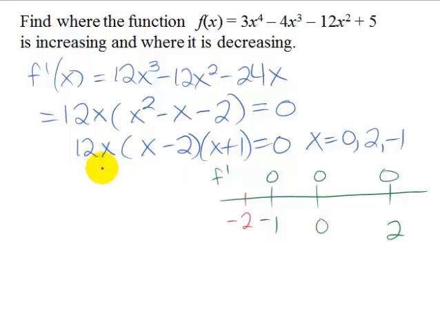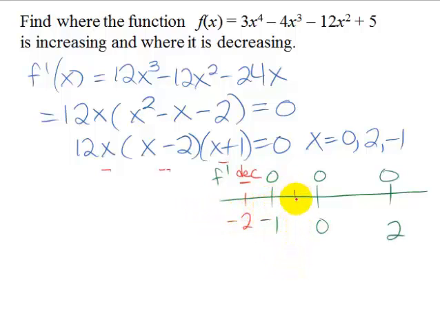If I put a negative 2 in here, I get a negative. Negative 2 in here, a negative. Negative 2 in here, a negative. A negative times a negative is positive, times another negative is negative. So that tells me that the first derivative is negative right here. That tells me the function is decreasing on the interval from negative infinity to negative 1.